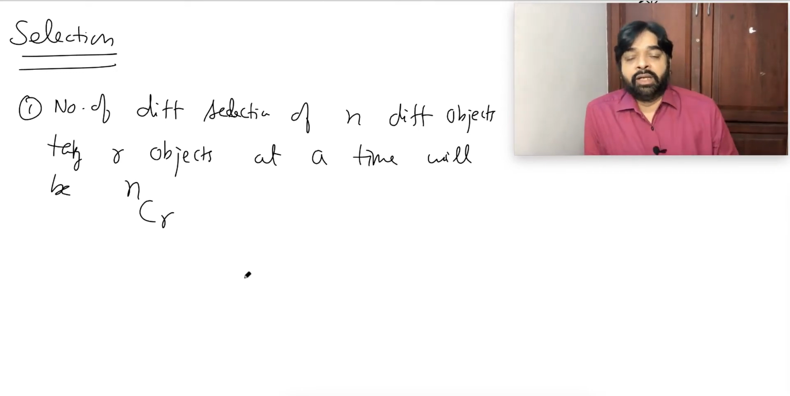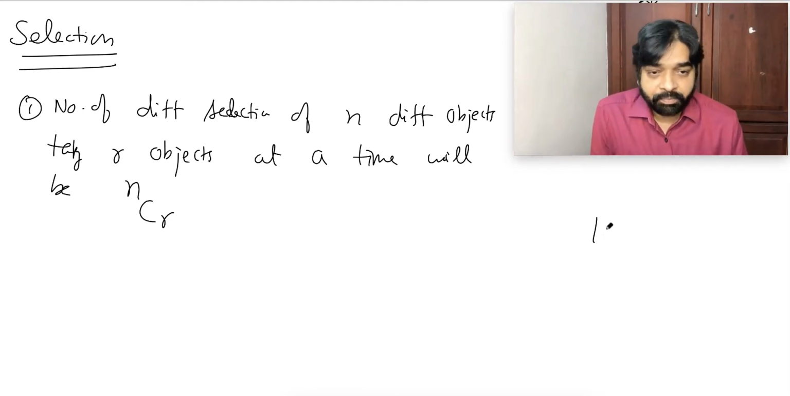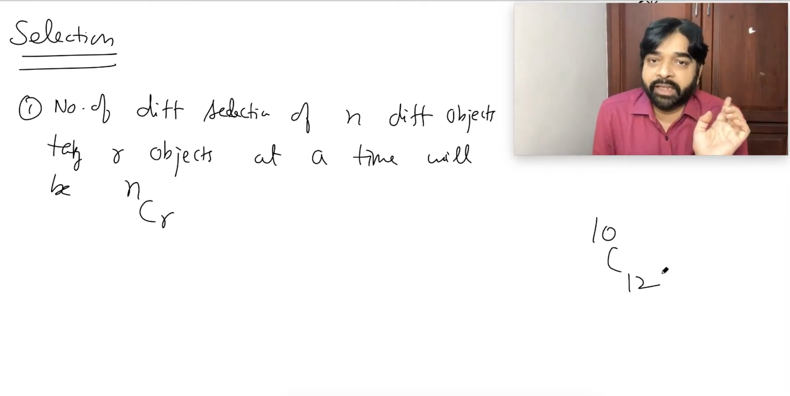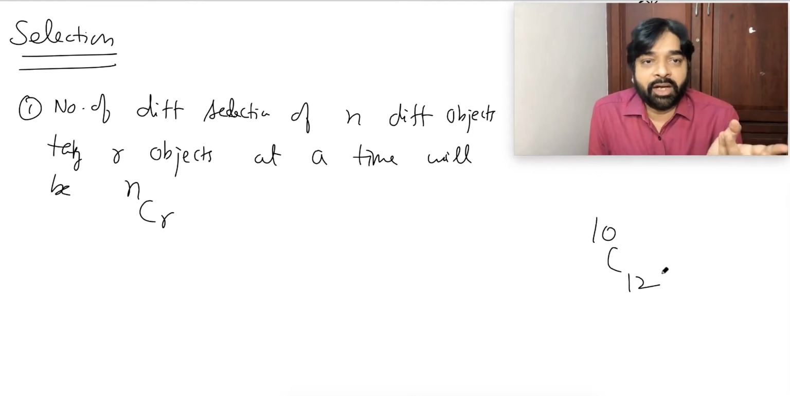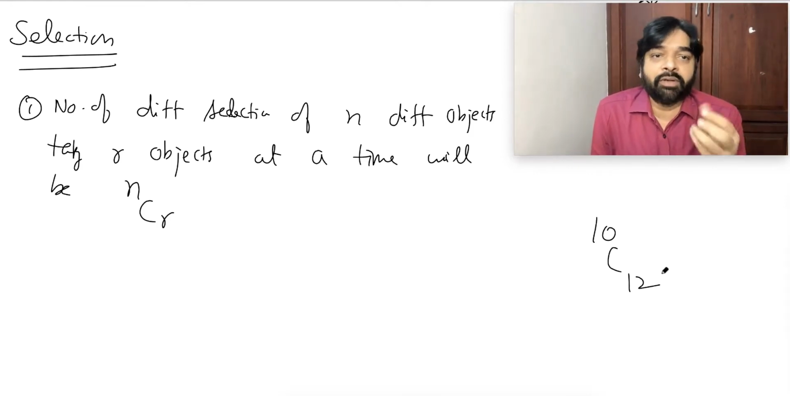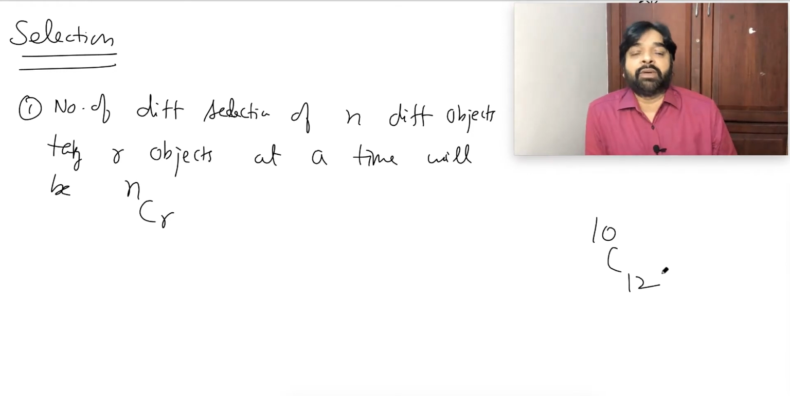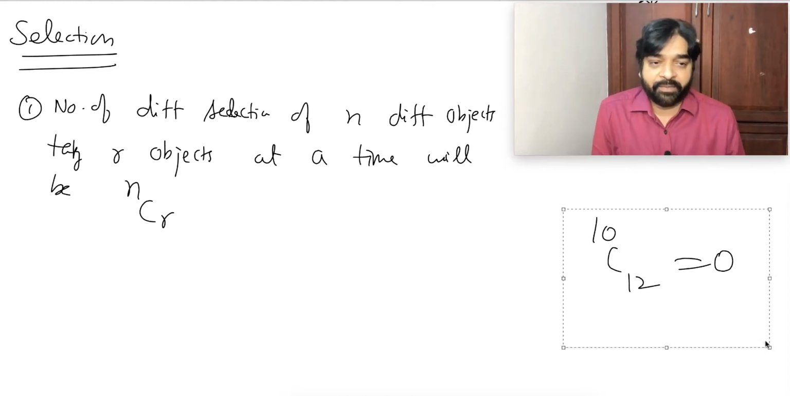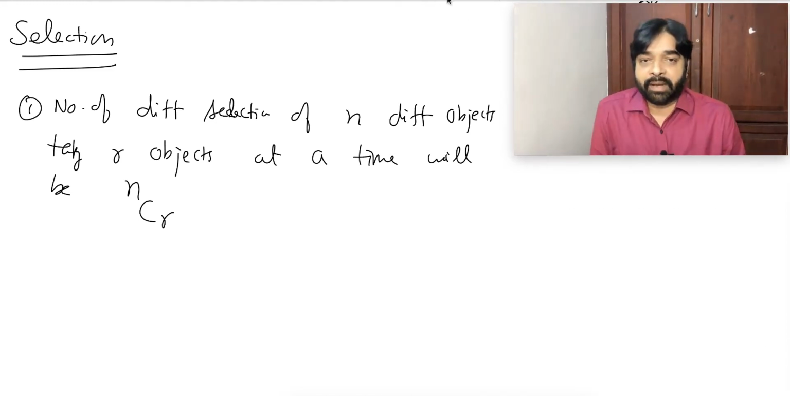Is this clear? If I somewhere write 10C12, that means I am selecting 12 objects out of 10 objects, which is impossible because you cannot select 12 objects out of 10 objects. That's why this value will be taken as 0, because this statement says the number of selections will be 0. So nCr simply represents the number of selections of n different objects taking r objects at a time.